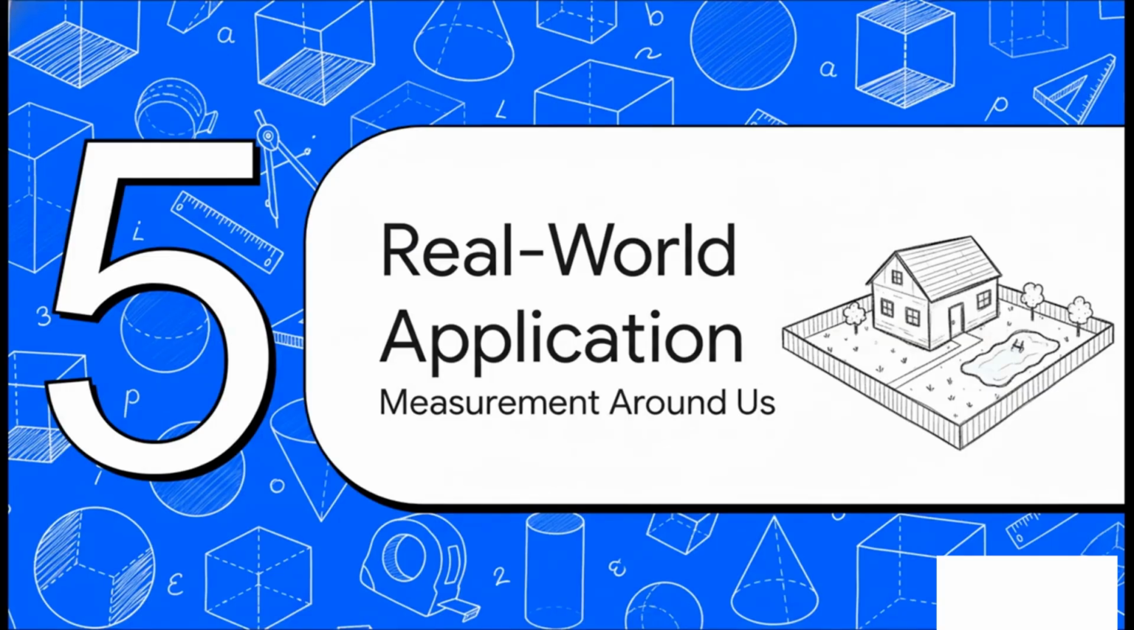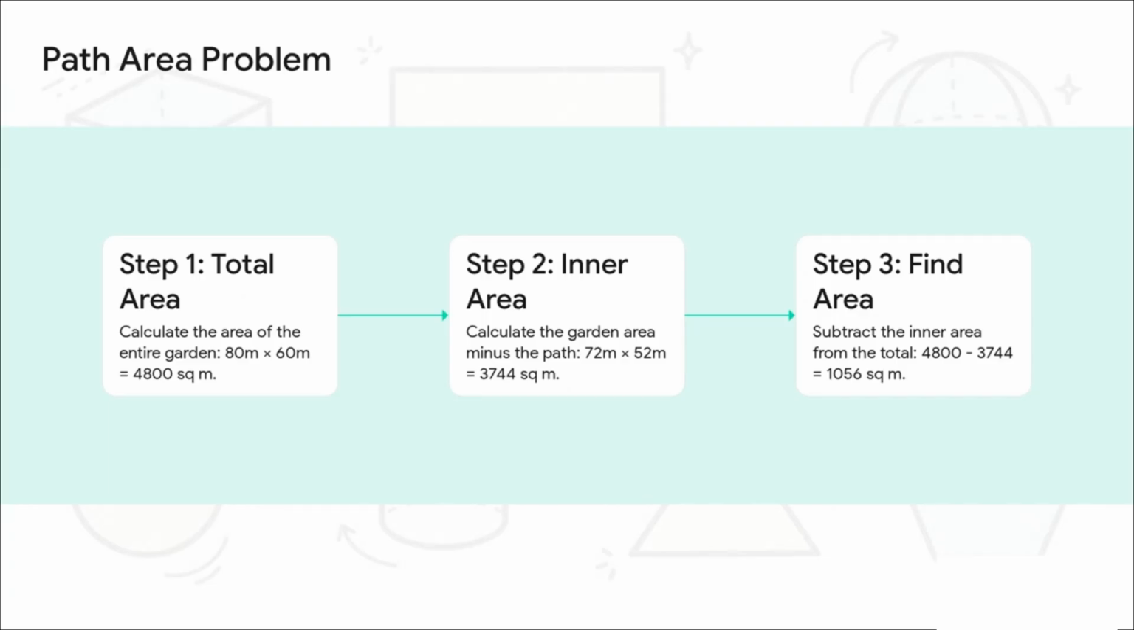So, we've got the theory down. Now let's really put it to the test with a real-world problem that pulls a few of these ideas together. This shows how mensuration isn't just for textbooks. It's a practical tool for everyday situations. Okay, here's a classic problem. We've got a big rectangular garden, and there's a path running around the inside edge. How do we find the area of just the path?